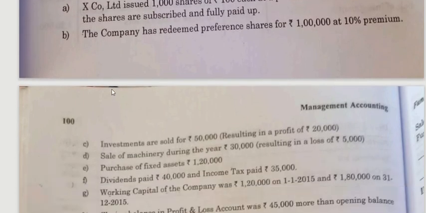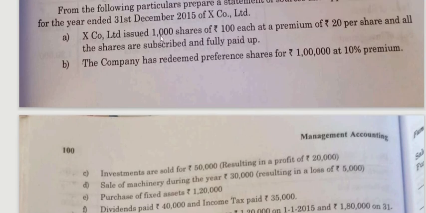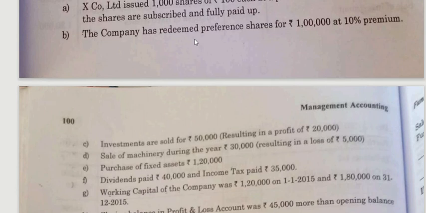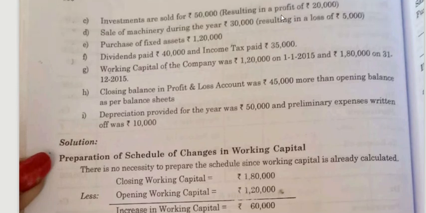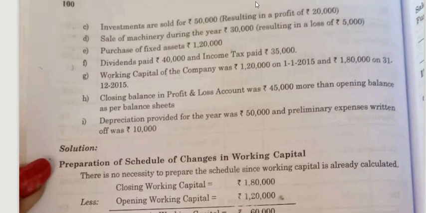So the company issued 1,000 shares of rupees 100 each at a premium of 20, which is nothing but your issue of share capital, under your sources of funds. The company has redeemed preference shares, which is redemption of preference shares, under application of funds. Investments are sold for rupees 50,000, resulting in a profit. So sale of investment and profit on investment will come under your sources of funds. Sale of machinery will come under your sources of funds.